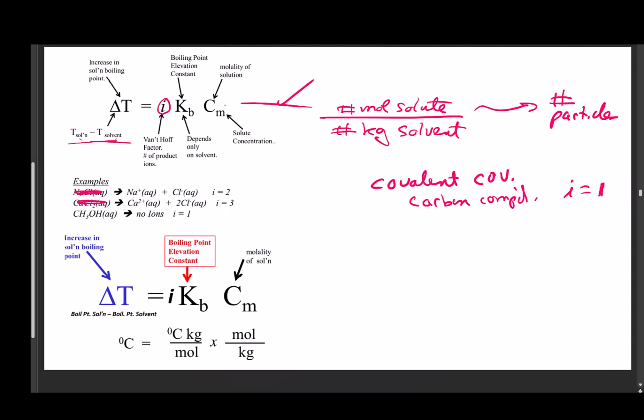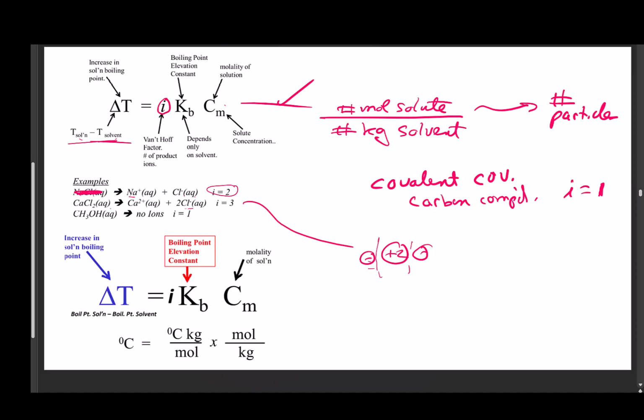You count up the number of products here using the stoichiometric coefficients. 1 plus 1 gives you I equal to 2. For calcium chloride, 1 plus 2 gives I equal to 3. That calcium chloride would have this type of particle model: positive calcium and 2 negative 1 chlorides. They're attracted and held together by the electrostatic force of attraction in the ionic bond. When you put that in water, that bond breaks, giving 3 particles. So you can actually count up the number of particles using stoichiometric coefficients from the ionization equation.